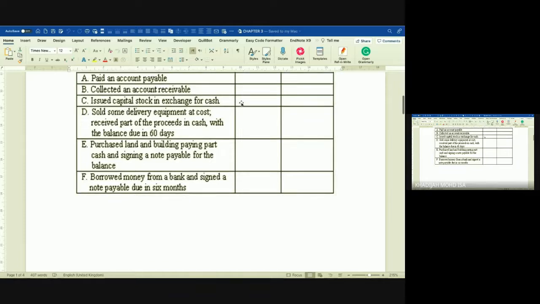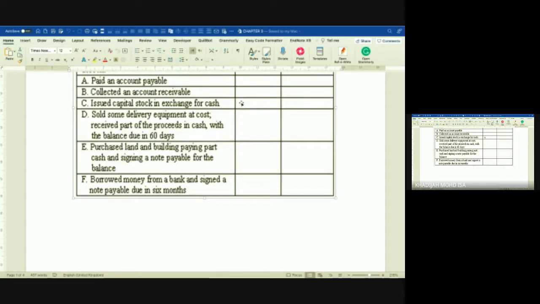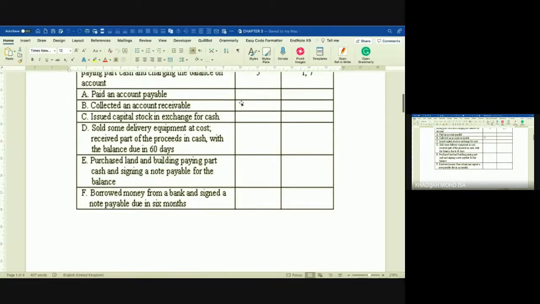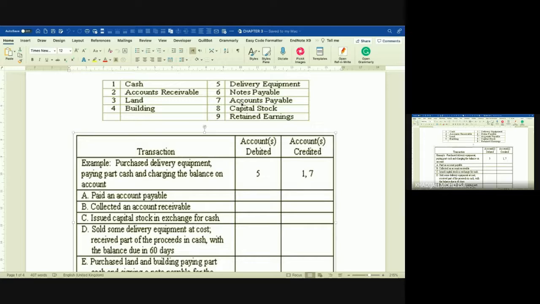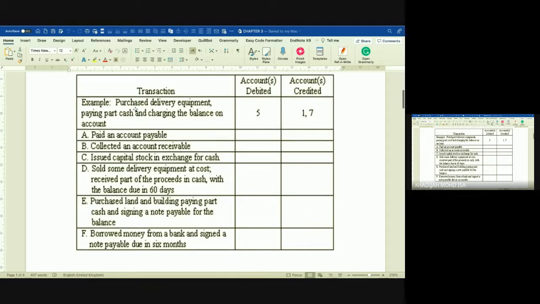E, you purchase land and building, paying part cash and signing a note payable for the balance. Purchasing land and building means an asset increase, so you debit your land and building accounts. You have 2 accounts here, land number 3 and building number 4. How do you pay? Part in cash, so cash decreases and you credit your cash.